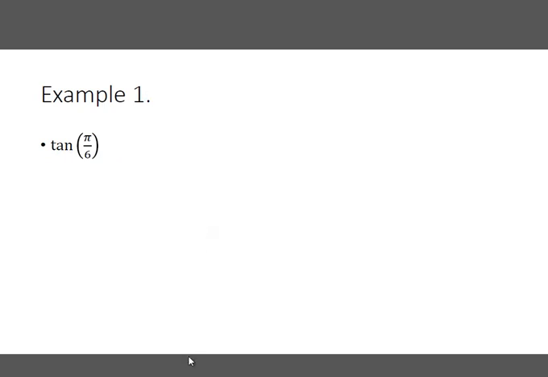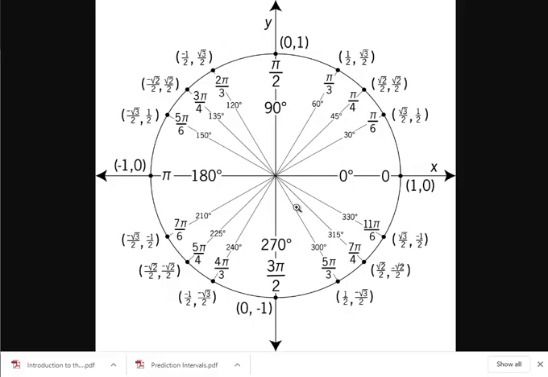The tangent of pi over 6. We'll start with a radian one. So find the radian pi over 6. There we go, pi over 6 right here. And we are going to take the y value divided by the x value. So 1/2 divided by square root of 3 over 2.